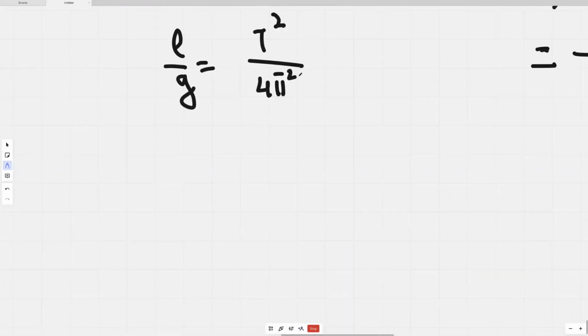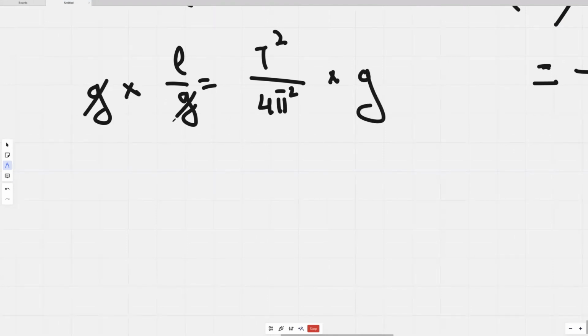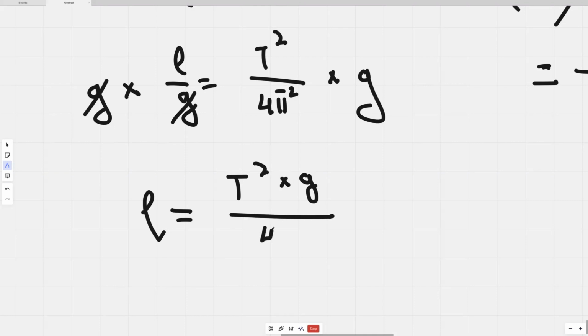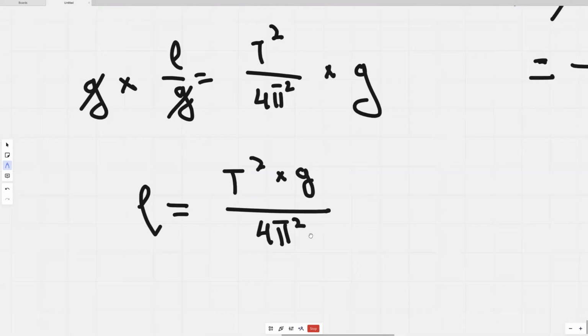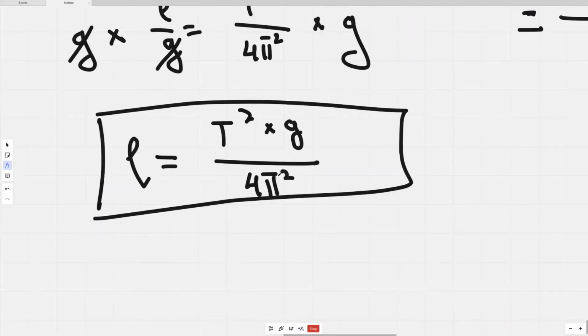And then the last thing we have to do to leave L only is multiply both sides by G. So G multiplied by L over G, and then t squared over 4 pi squared multiplied by G again. We can cancel the two G's here, and then L is equal to t squared multiplied by G over 4 pi squared. And that is our final answer, finally. So that's it. That was the last example I want to show you.